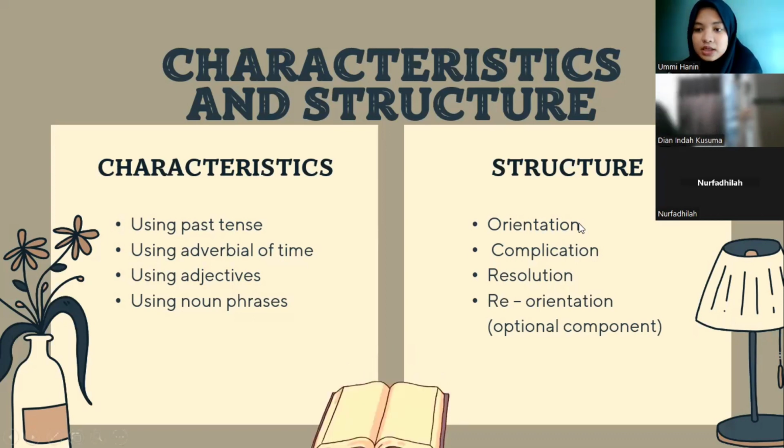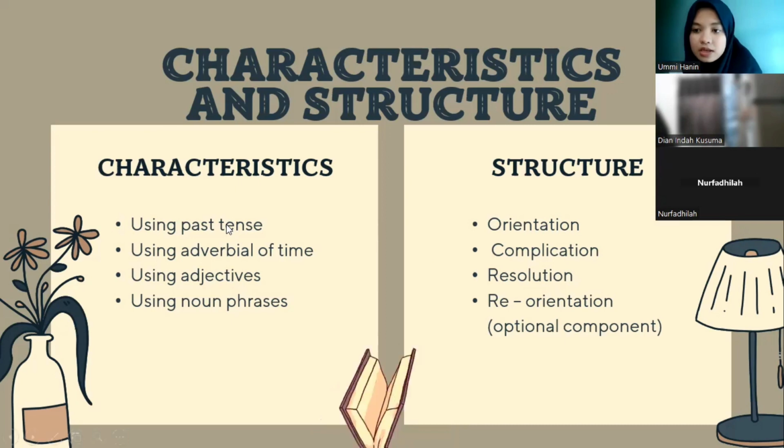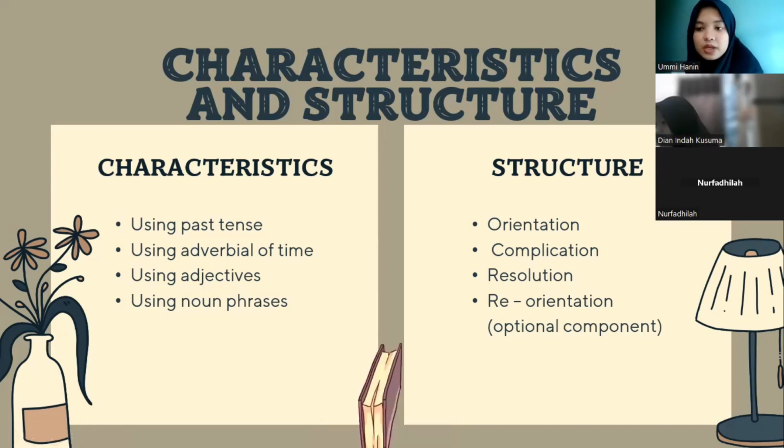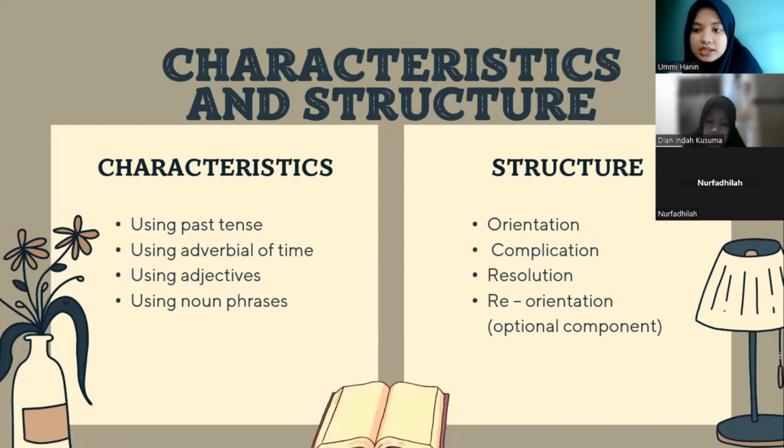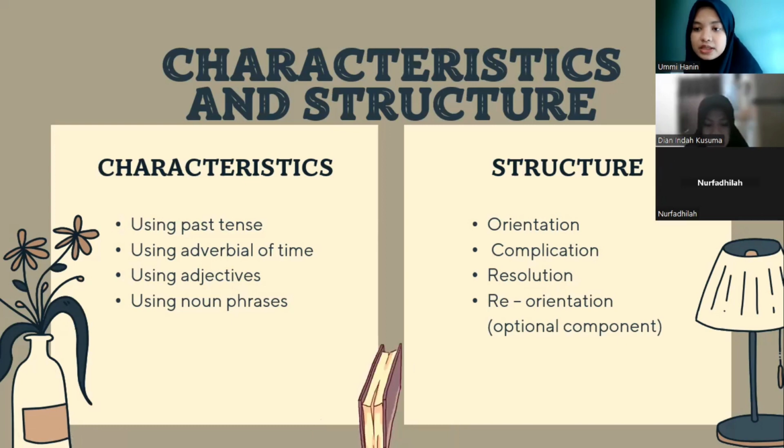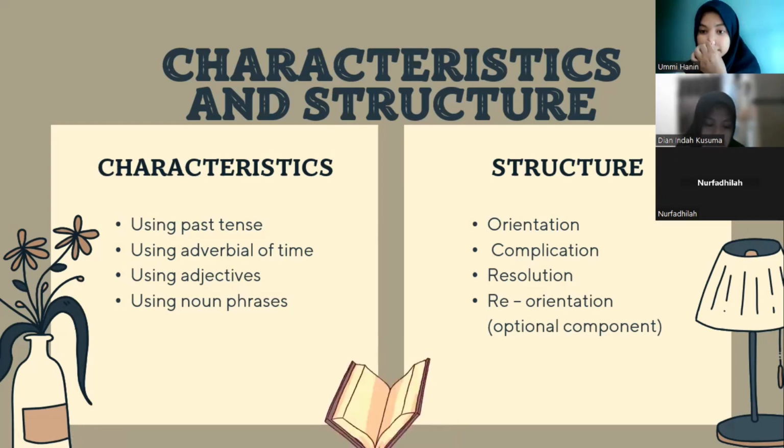Complication: this section contains the problem that occurs within the story. It is divided into three parts, namely rising action, which is when problems begin to emerge; climax, the peak of the problem; and falling action, in which the tension of the problem begins to decrease and the solution starts to emerge.